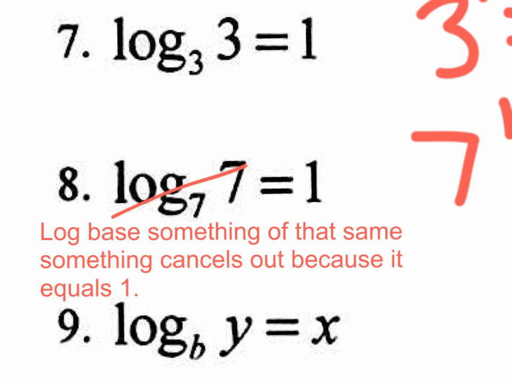So log base something of that same something cancels out because it equals 1, and that's always the case. Right here, log base 7 of 7 cancels out because it equals 1. Log base 3 of 3 cancels out. It equals 1. So up here cancels out because it equals 1. Log base something of that same something is always going to equal 1, and we're going to be using that a lot in the future.